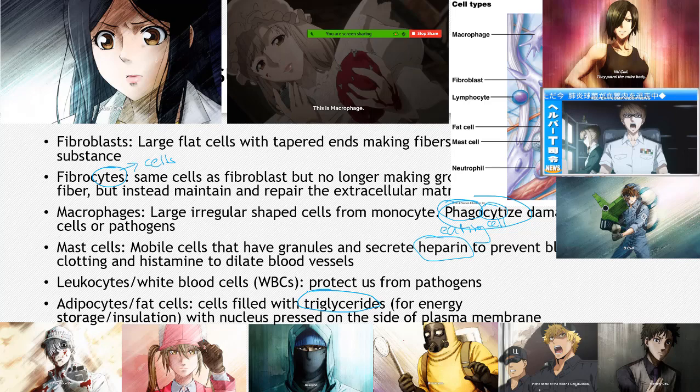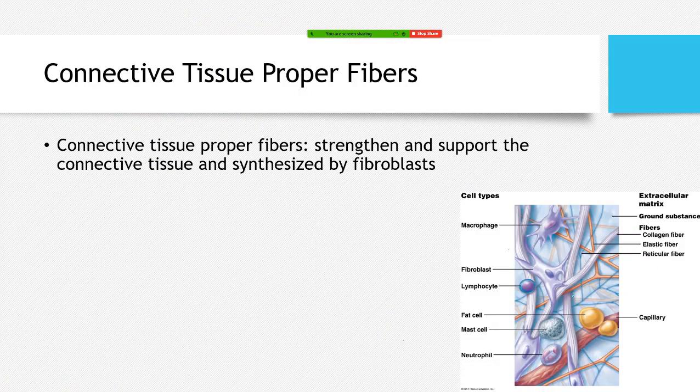However, because it's so filled up with this triglyceride, it's going to press the nucleus towards the side of the cell. So it's going to store up so much triglyceride that we have the nucleus being only on the very edge of the cell. So there's all this triglyceride within the cell itself. So those are the cells within the connective tissue.